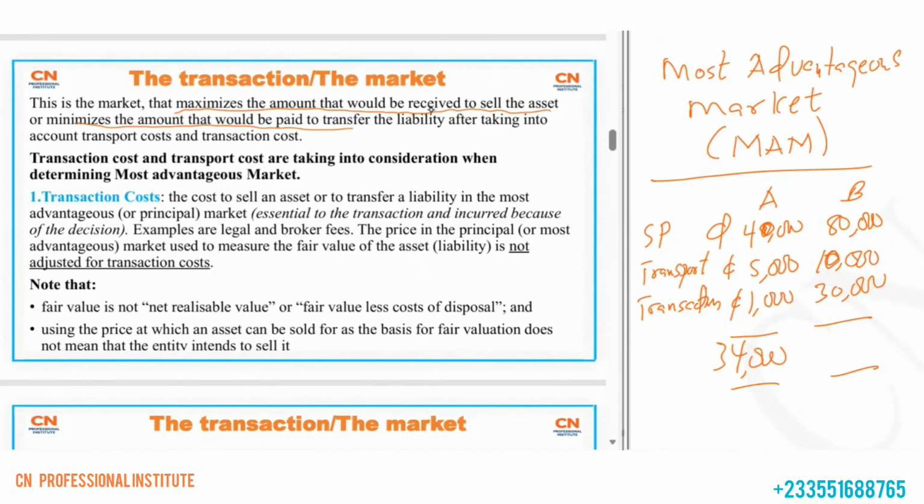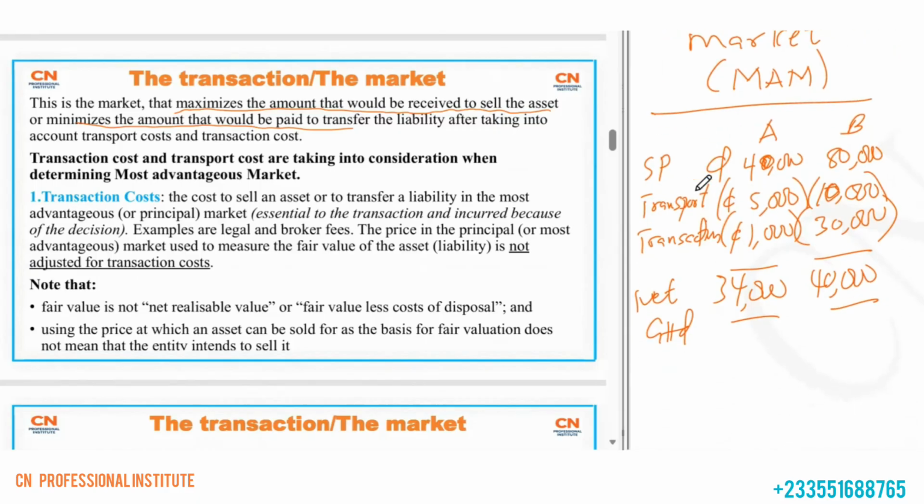Hope you are following. Then here we have 80,000. Transport is 10,000. Transaction is 30,000. So what do we get here? You get 40,000. Are you following? So don't forget we are deducting the transport and the transaction cost. So this is the net amount we are going to receive, and it is in, let's say, Ghana cedis or whichever currency it is. If you compare the two, which one is the most advantageous?